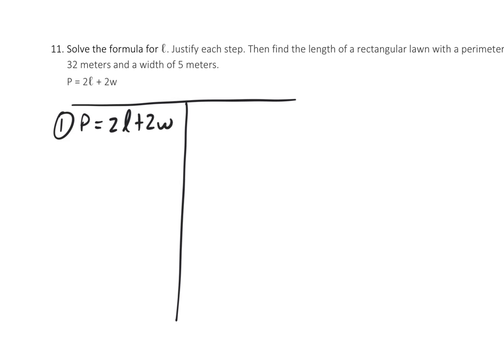Number 1, I'm going to restate the given statement. Up here, it says that we are going to solve it for L. That means we're trying to get L by itself. So here's my equation. We're trying to solve for L. What would I do first? Okay. We got to get rid of the W, right? So we're going to subtract 2W.